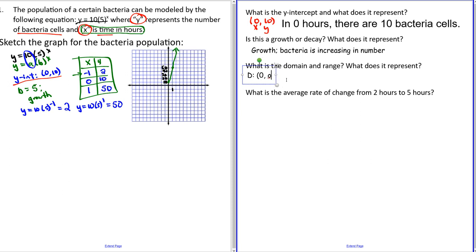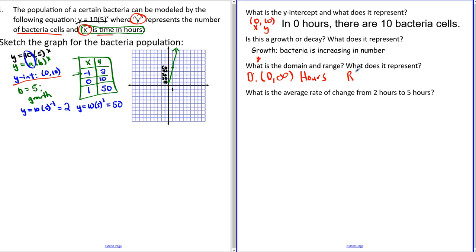Let me just write this out because I cannot draw infinity worth a darn. It's a lot easier to write it in pencil than the other way, so sorry about that. All right, so domain is, of course, 0 to positive infinity. What does it represent? It represents hours.